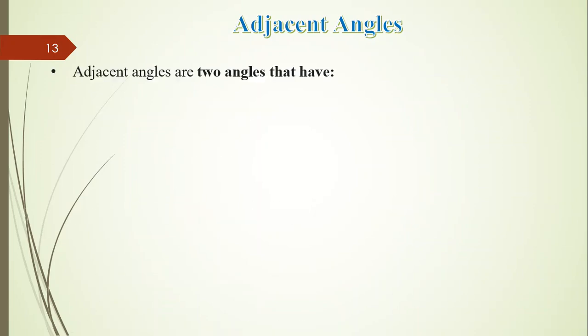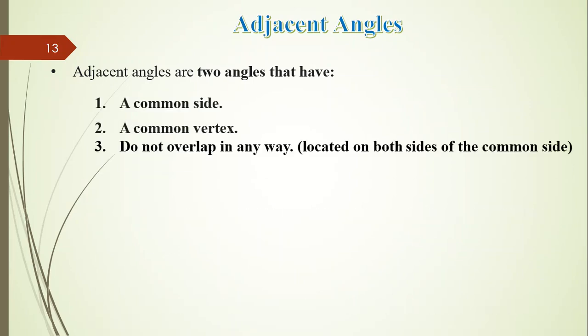Adjacent angles. Adjacent angles are two angles that have first a common side, a common vertex, and they do not overlap in any way. It means that the two angles are located on both sides of the common side. They are two angles that are next to each other.